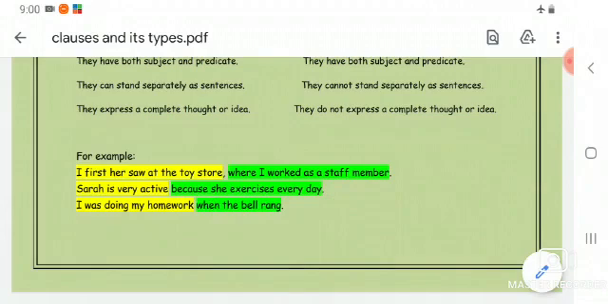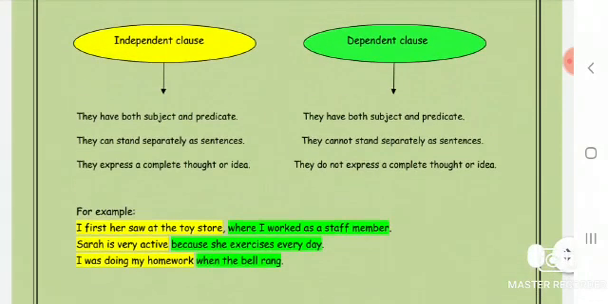So I'm sure you understood the difference between the dependent and the independent clause. An independent clause does not need a dependent clause to be complete, while a dependent clause is incomplete without an independent clause.